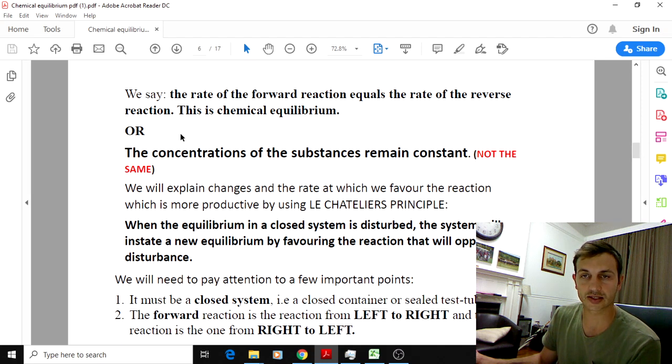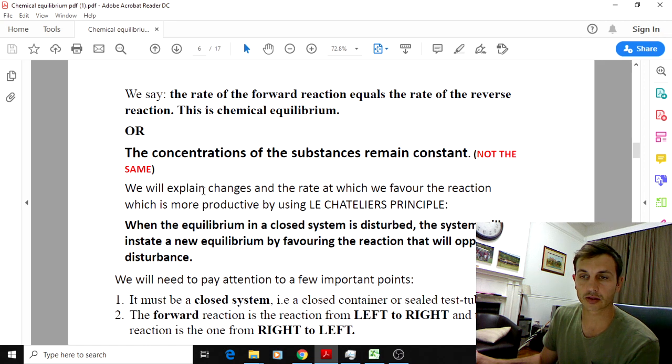Another thing that we need to take note of in equilibrium is the concentration of the molecules involved. The concentrations of these substances remain constant at equilibrium. It doesn't mean that they are the same, so the concentration of the product isn't necessarily the same as the concentration of the reactants. It just means that they are no longer changing.